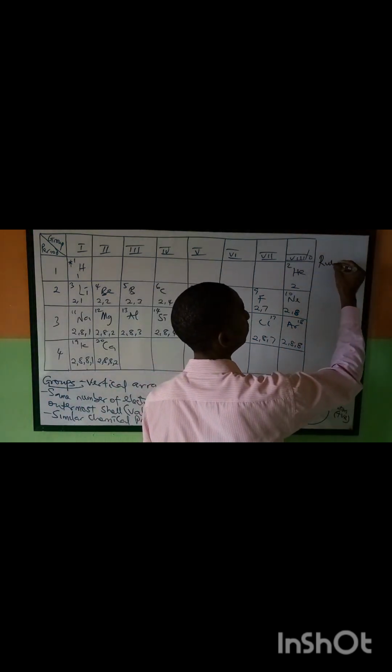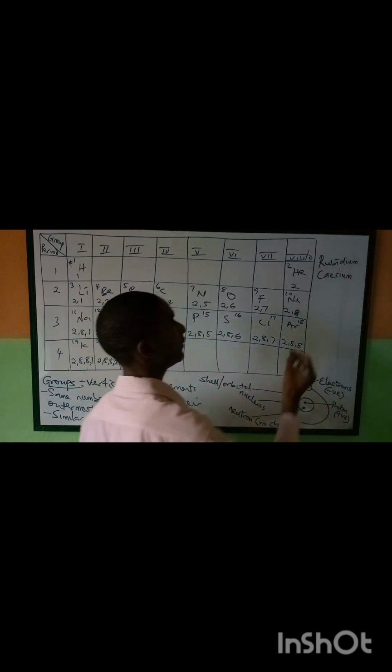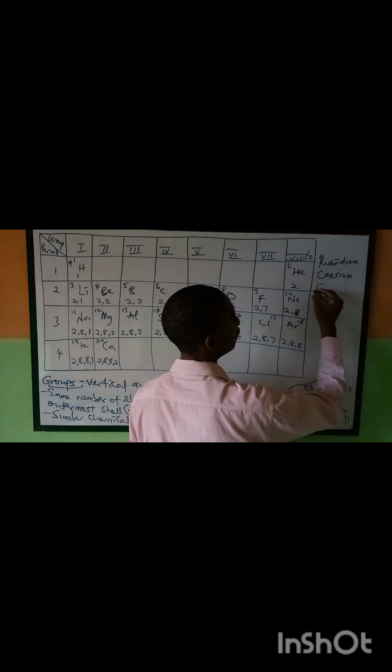And then you have some other elements in periods 5, 6, 7. I told you there are 7 periods there. So you have rubidium, you have caesium, you have francium. Those are the other elements that make up the group 1 elements. Rubidium, caesium. So you have rubidium, caesium. Caesium is different from calcium, so do not mix it up. Alright? And then you have francium.